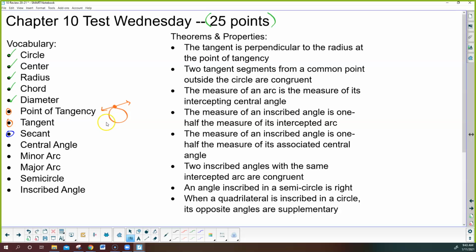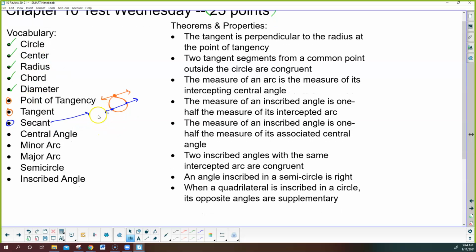A secant line is a line or a ray that goes through the circle twice. Right? So those were all our lengths or segments within a circle. And obviously I didn't draw all of these, but you should have those in your notes.